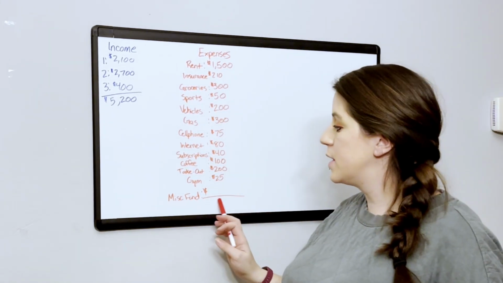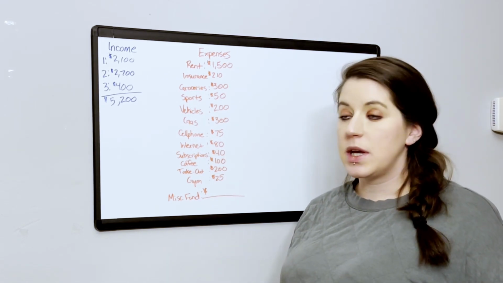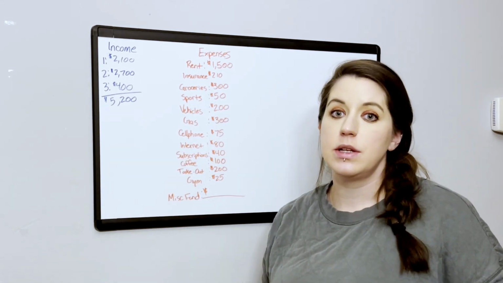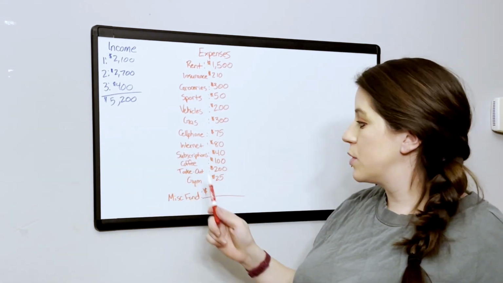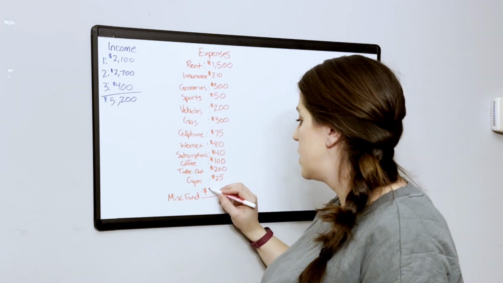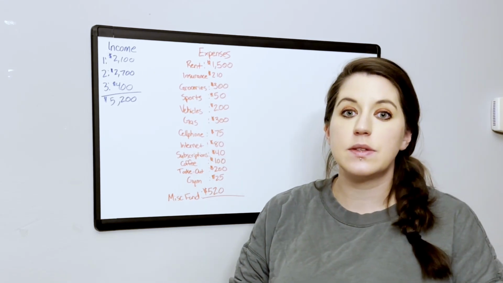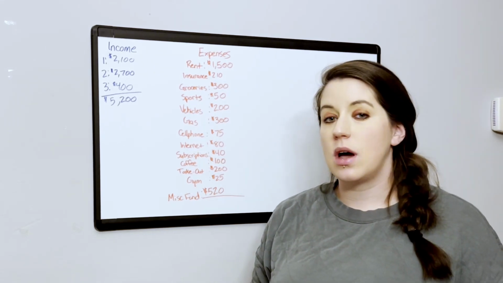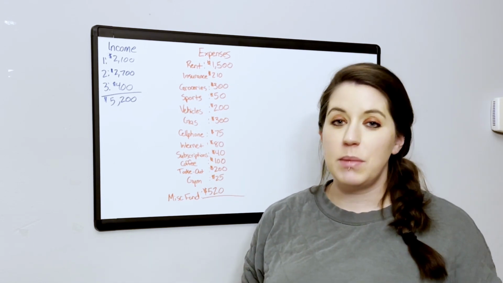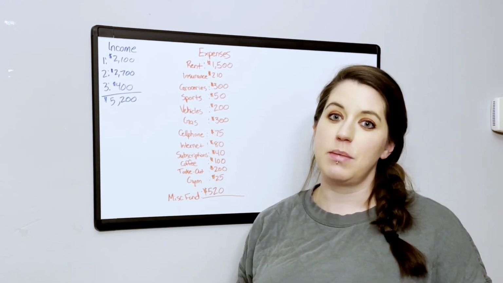And what you might notice is that there's a miscellaneous fund down here that doesn't have a number. That's because you want to calculate 10% of the income that's coming into your household. So take 10% of that and put it as the miscellaneous fund. So for these guys, that would be $520 goes to the miscellaneous fund. We discussed the importance of a miscellaneous fund within the Essential Series, but I'll quickly go over the two main reasons that a miscellaneous fund should be a must within your monthly budget.